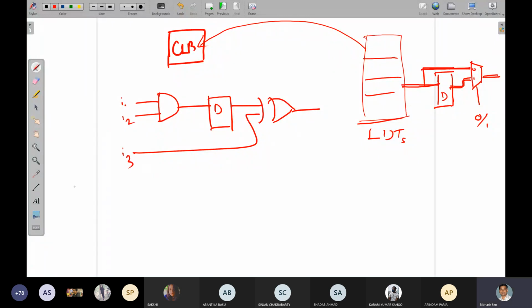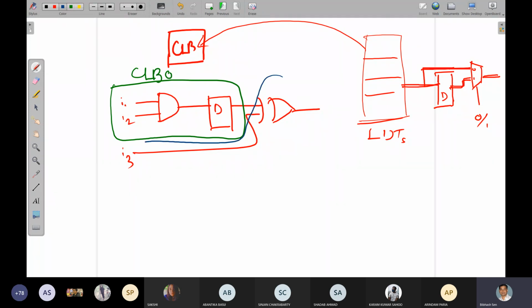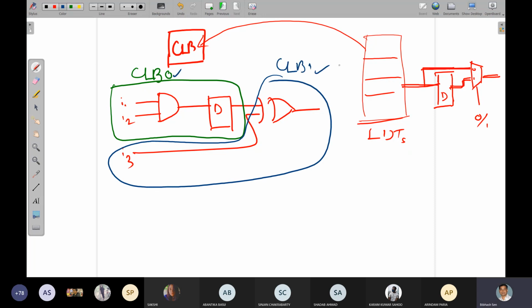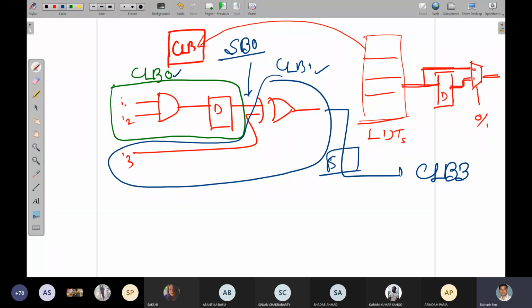Suppose that I have to implement. So what I have considered, I will implement this part in CLB0 suppose, and next I will implement this part in CLB1. In between this propagation, I will use switch box 0, and to propagate the function through another CLB, I will use another switch box SB1.